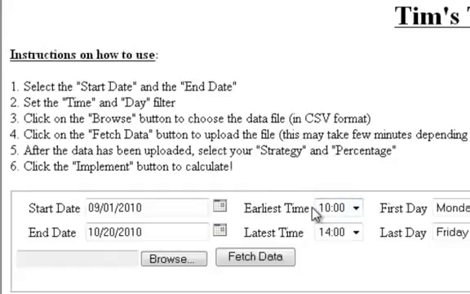It's 10 o'clock my platform time. Again, that's important, that you know your platform time. So this is midnight to 4 a.m. my time. So it's 10 to 14, Monday through Friday.